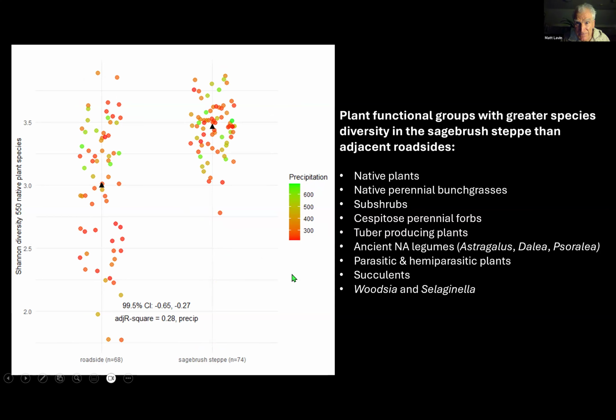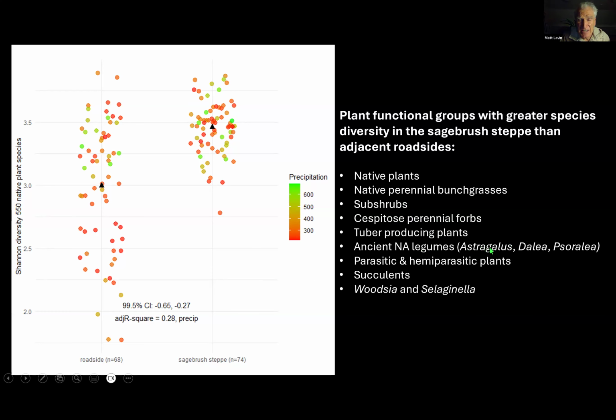Okay, so let's see. So now we're in the final part of this talk, and that is: what were the plant functional groups that had greater diversity in the sagebrush steppe compared to the roadside? And I'll point out some of these: native perennial grasses, subshrubs, cespitose perennial forbs. These are the cushion plants, the cushion eriogonums, the cushion sandworts and such, the tuber-producing plants such as Calochortus and Allium species, the ancient North American legumes.